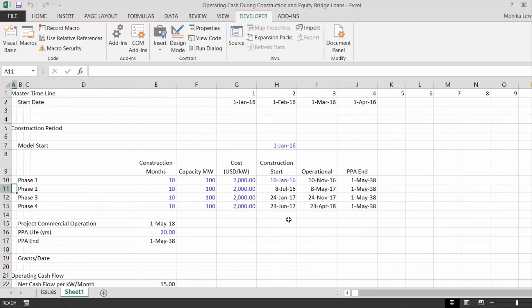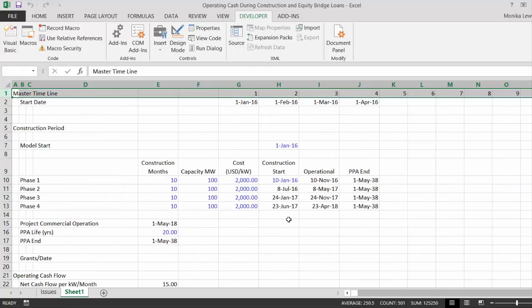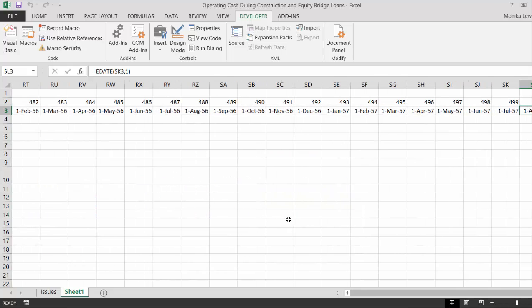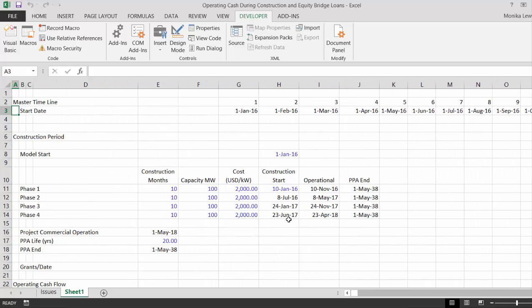It didn't work on the top one. Shoot. If I put a thing here, I promised not to swear, I thought, on this one. No, I didn't. I didn't promise. Okay, so that's our master timeline.